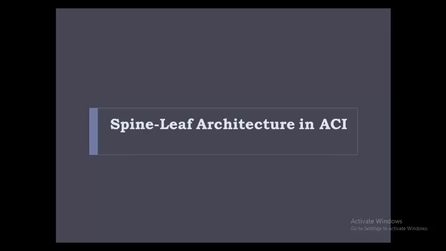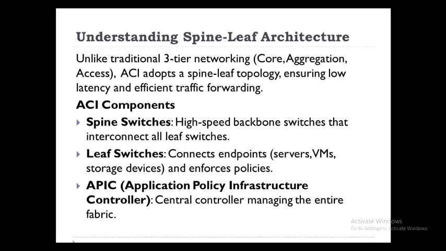As we just saw, the scalability is there because of the leaf and spine, or spine and leaf architecture, which ACI uses. Understanding spine and leaf architecture. In traditional networks, we have a three-tier design called access, aggregation or distribution, and core. Whereas here in ACI we have a spine and leaf topology, and the advantage is low latency.